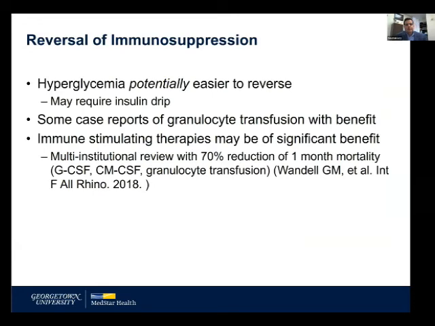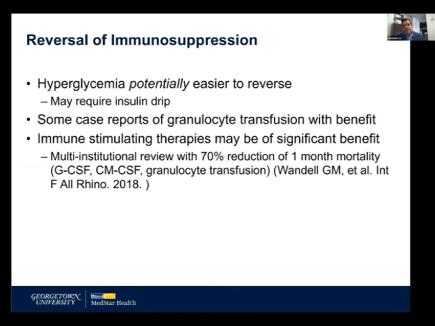The reversal of the immunosuppression, this is a complex thing and it can't always be accomplished. Hyperglycemia is one of the ones that tends to do better, because it's potentially easier to reverse. But obviously not always. And I have a low threshold for really arguing for an insulin drip until we can get them in a tight control setting and really optimize them.